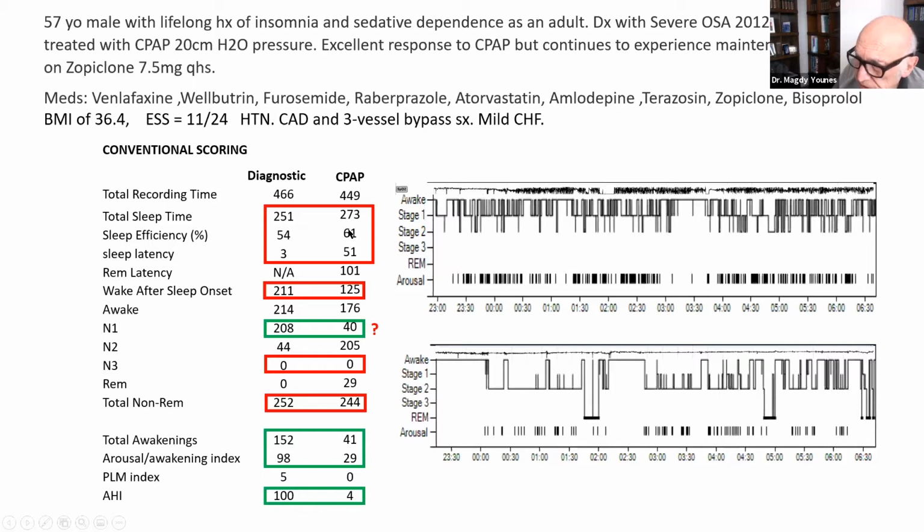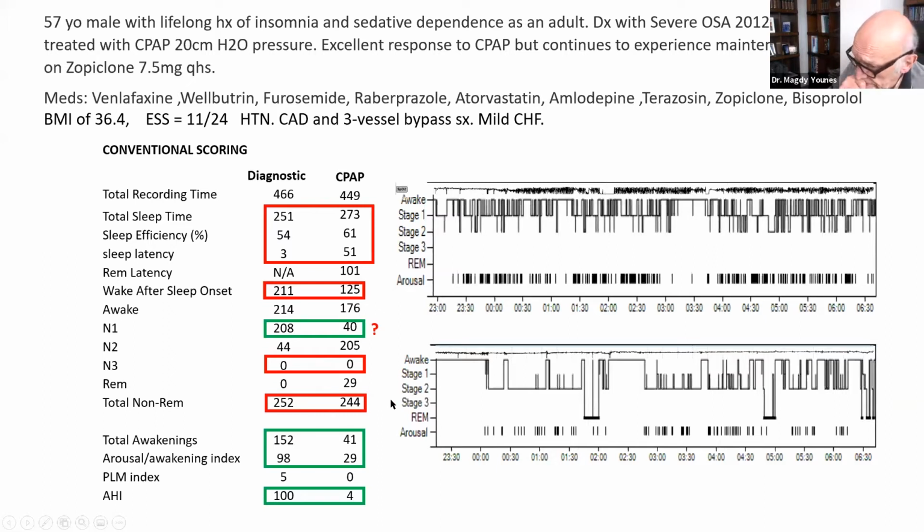Sleep efficiency is still terrible. Sleep latency, if anything, went longer. Wake after sleep onset is lower, but it's still very high. The switch from N1 to N2 is, as I told you, because of the removal of the arousals. So you can argue whether this is an improvement in sleep. And there was no change in N3, a little bit of an increase in REM, and the total non-REM time didn't change.